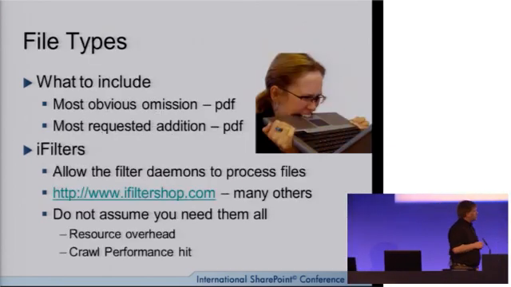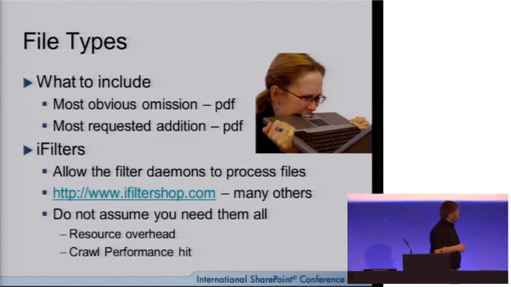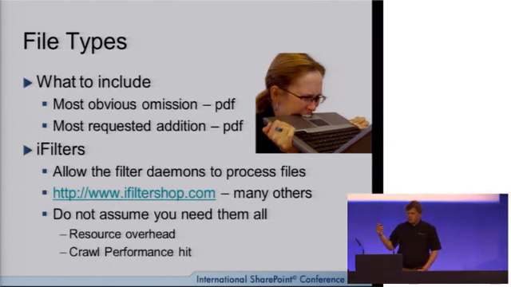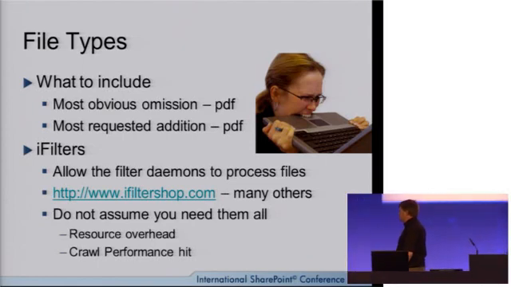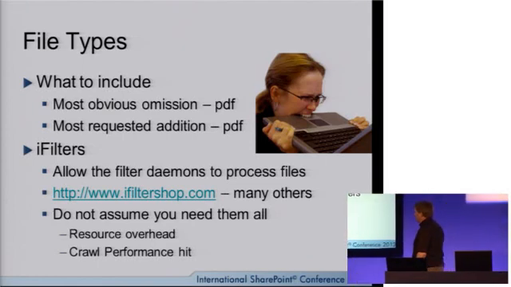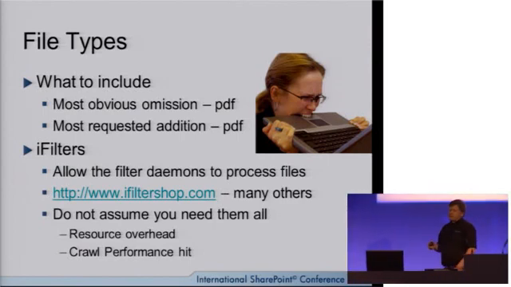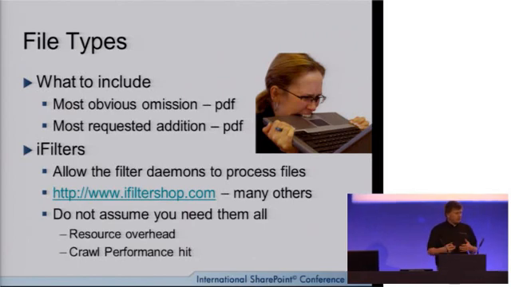And then file types. So what do we include? What's the most obvious omission that everybody wants? It's PDF. Why isn't it in the product? Well, I can't go into that, but I'd get sued. And it is the most requested addition. It is the one file type that everyone says should be there by default and should be an easy way to install it.